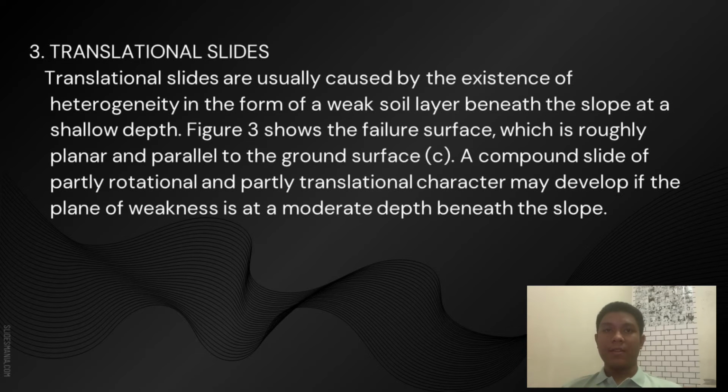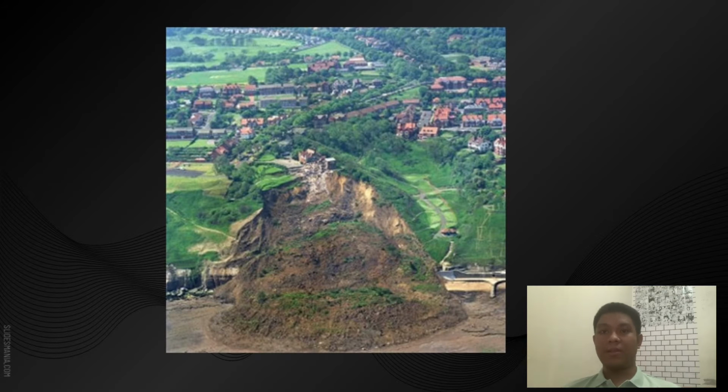And number 3 is translational slides. Translational slides are usually caused by the existence of heterogeneity in the form of a weak soil layer beneath the slope at a shallow depth. Figure 3 shows the failure surface, which is roughly planar and parallel to the ground surface. A compound slide of partly rotational and partly translational character may develop if the plane of weakness is at a moderate depth beneath the slope. I also put some pictures of the translational slide.